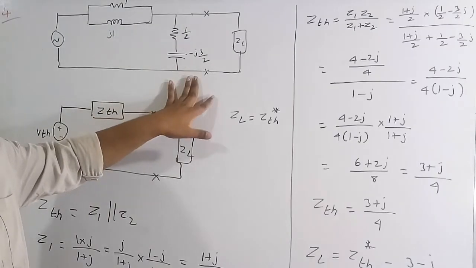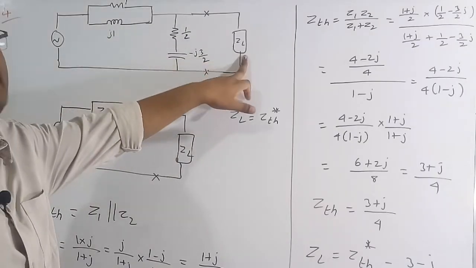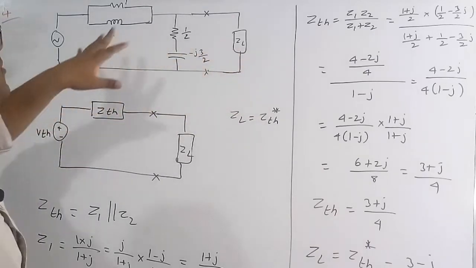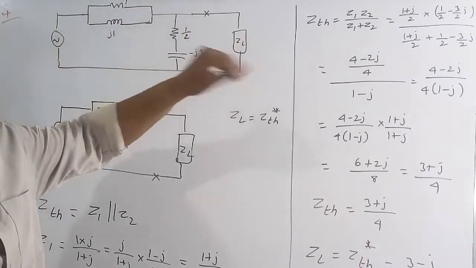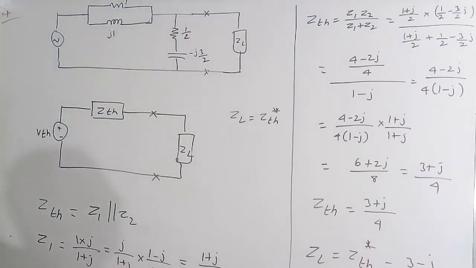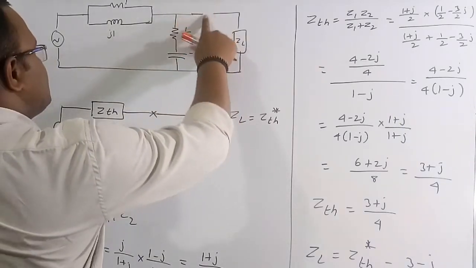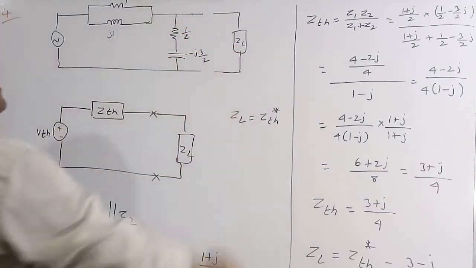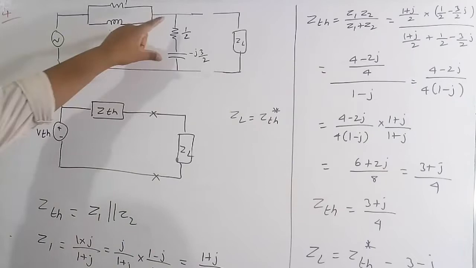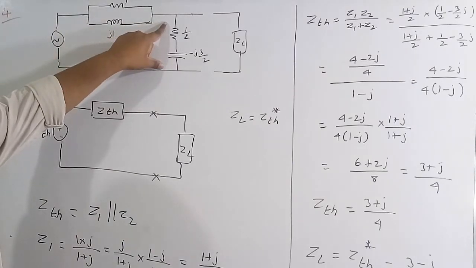So let's solve this numerical. This is the circuit diagram. In this circuit diagram, we need to find the value of ZL so that the maximum amount of power can be transferred from the source to the load. What I am going to do is find the Thevenin circuit across this. So this is the Thevenin voltage, let me assume this is VTH.